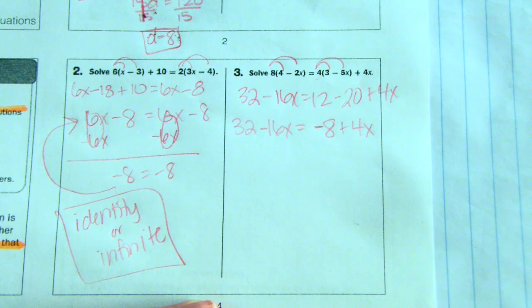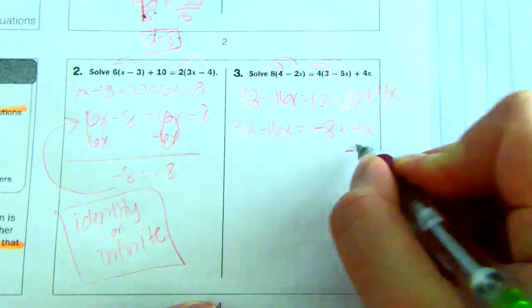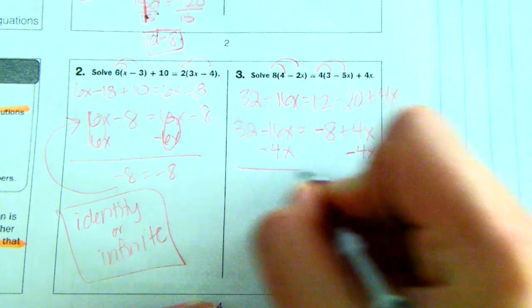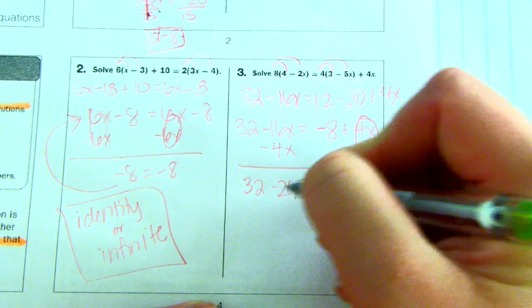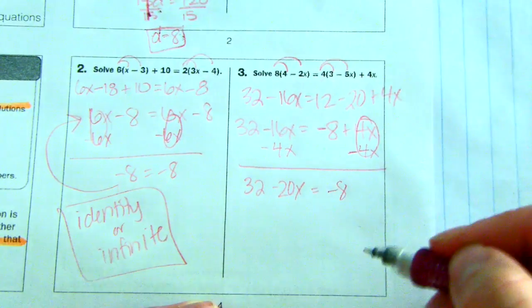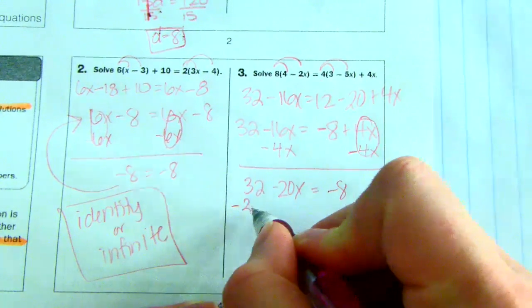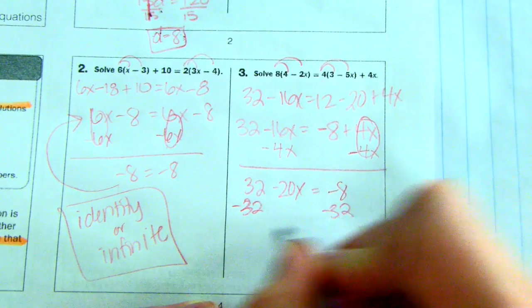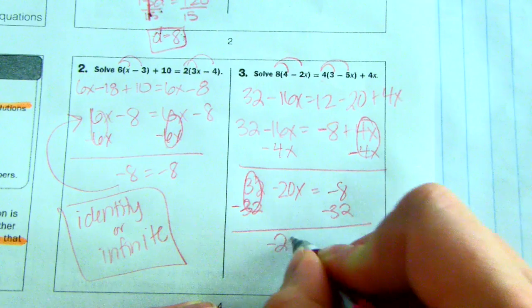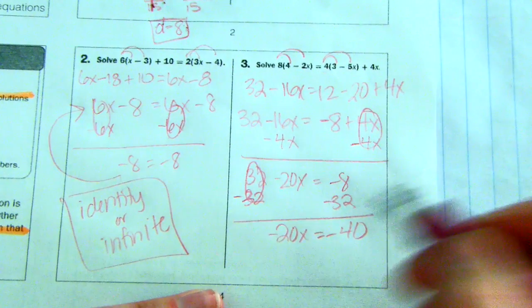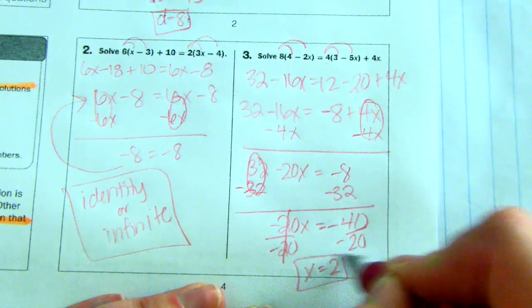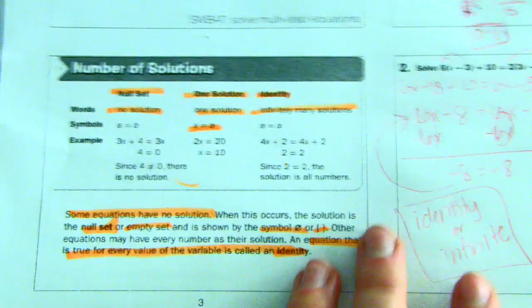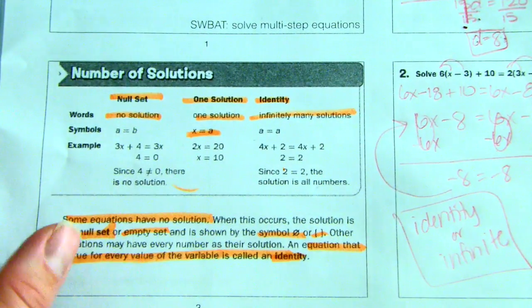Okay, so now we need to combine, we want to get our x's over here probably. So subtract 4x on the right and subtract 4x on the left. So I got 0 here. I have 32 minus 20x equals negative 8. Need to get rid of this 32 by subtracting the positive 32 from both sides. I get 0 here. Negative 20x equals negative 40. Divide by negative 20. And we get positive 2. So that's just one solution. So if we looked over here, null set, one solution, identity, we just found one solution. We're pretty used to that.